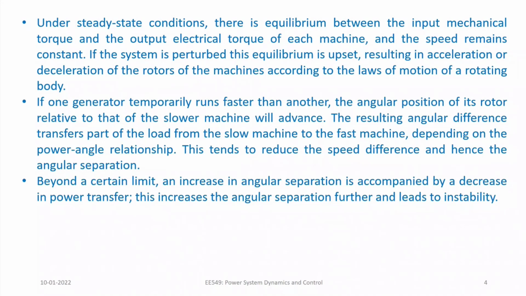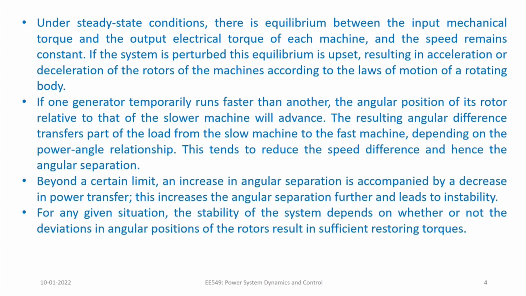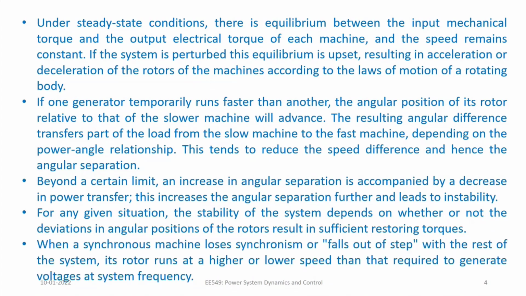So beyond a certain limit, an increase in angular separation is accompanied by a decrease in power transfer. This increases the angular separation further and leads to instability. Okay, beyond a certain limit, it becomes unstable. For any given situation, the stability of the system depends on whether or not the deviations in the angular positions of the rotors result in sufficient restoring torques.